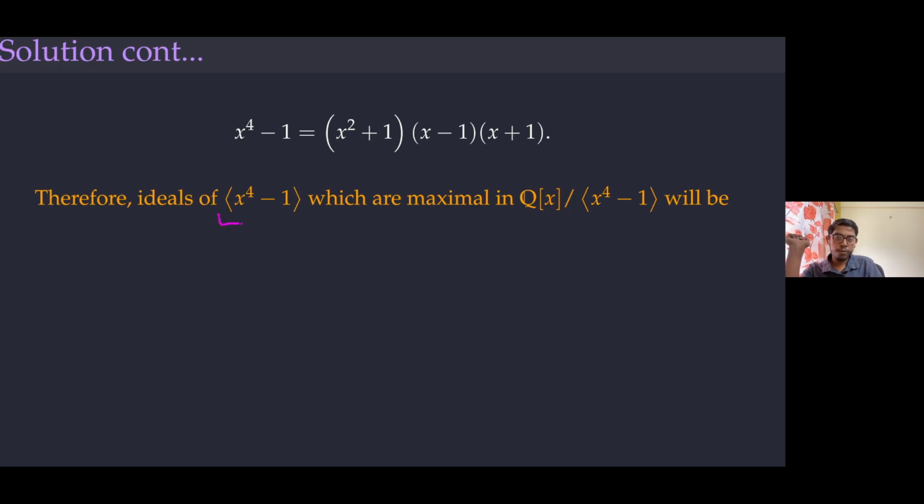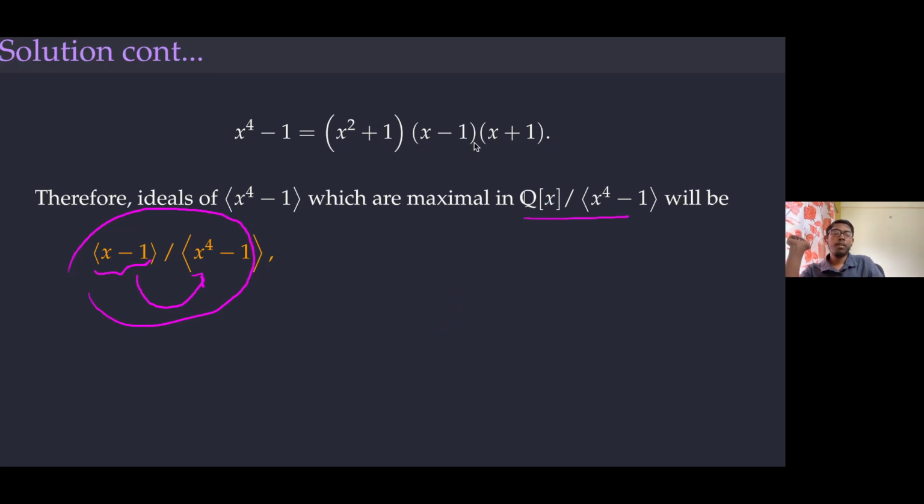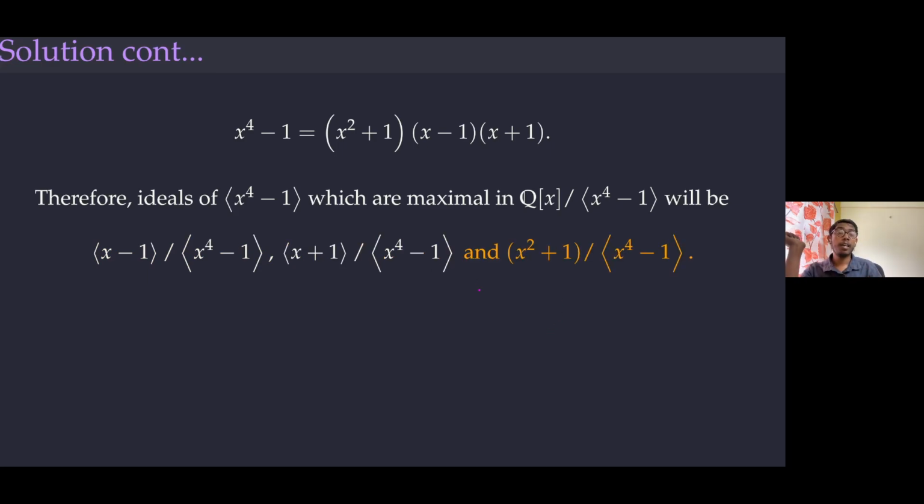Therefore, the ideals which are maximal will be the ideal generated by (x minus 1) mod x^4 minus 1. Why? Because this is an ideal containing x^4 minus 1, and hence this whole is an ideal of this. Similarly, (x plus 1) mod x^4 minus 1, and finally (x^2 plus 1) mod x^4 minus 1. So there are three maximal ideals of Q[x] mod x^4 minus 1.